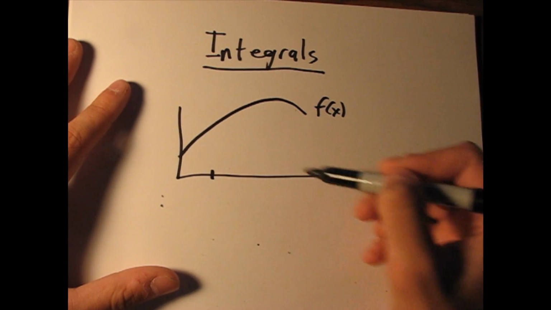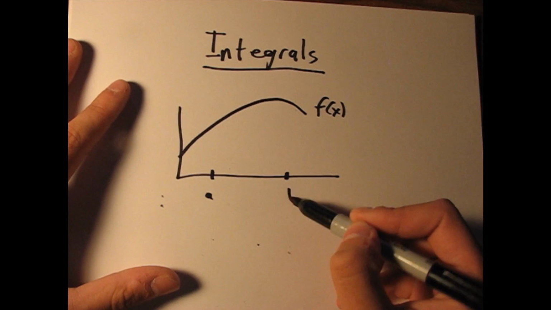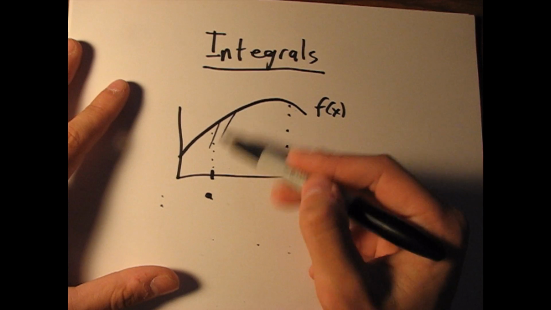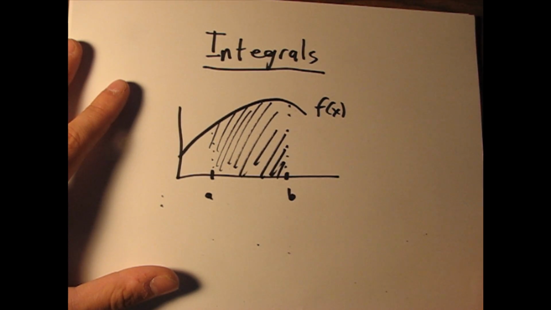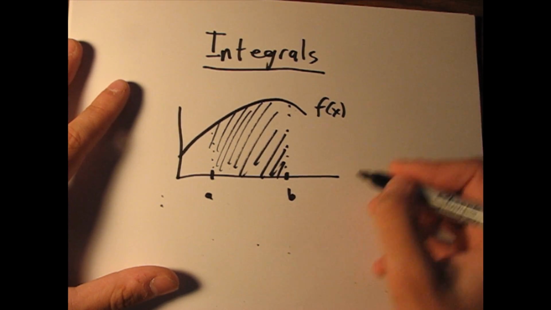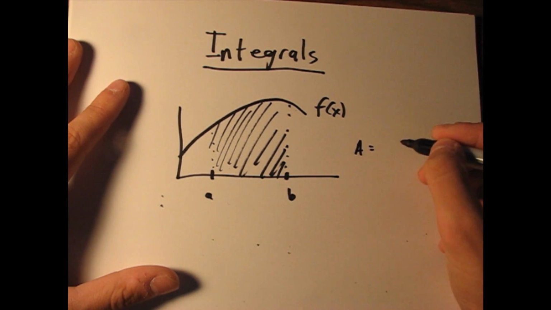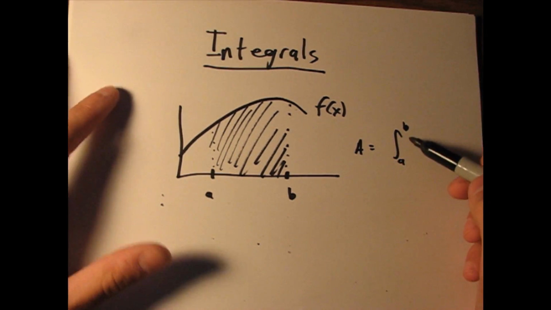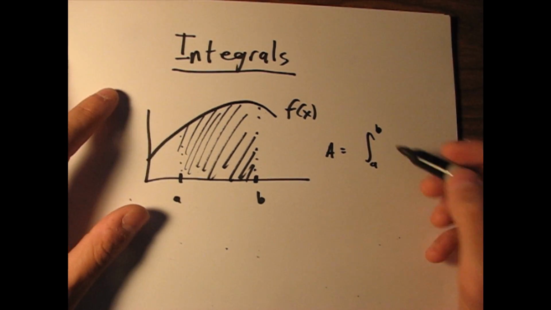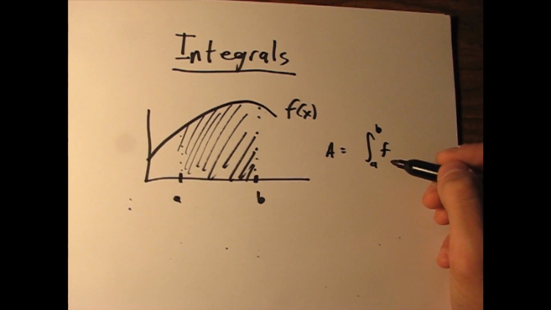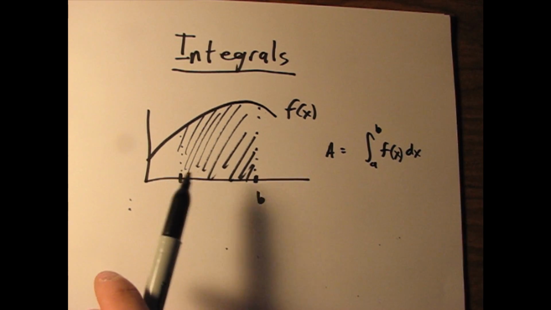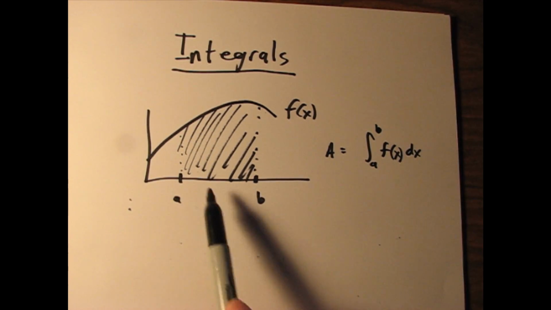What if we want to calculate the area between point A and point B? What is this area? Well, this area equals the integral from A to B, and that's the sign that represents an integral. It looks like an elongated S, times the integral of the function times dx. And dx is an infinitesimally small change in x.